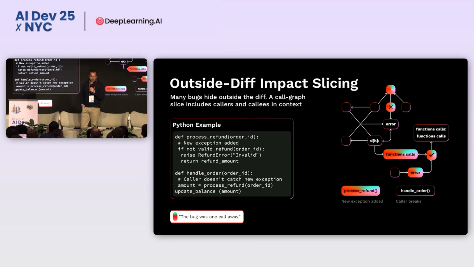So here's an example, which is poorly formatted with a tabbing issue and various other spacing problems. You can see what's happened here is process refund now raises an exception, but handle order wasn't updated. So if I change process refund to do that and I don't update handle order, I've introduced a problem. And unless I brought that other code in there to look at it, I wouldn't know. And so this is where you have to pay attention to the outside diff impact.